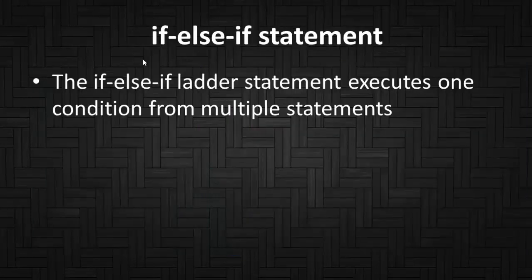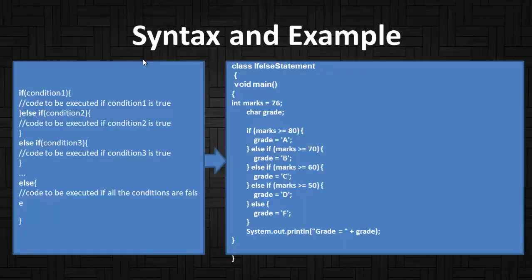If else if statement. The if else if ladder statement executes one condition from multiple statements. So this is the syntax and the example. Here the example is: mark is given as 76 and we have declared char grade. Now we are checking under which category the 76 will go. So it will automatically go and check. Mark greater than or equal to 80 is false. So grade A is not there. Mark is greater than 70. So the grade will be printed as B because the condition is satisfied here.